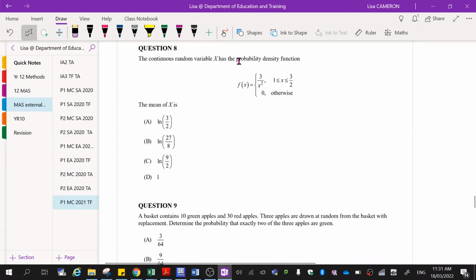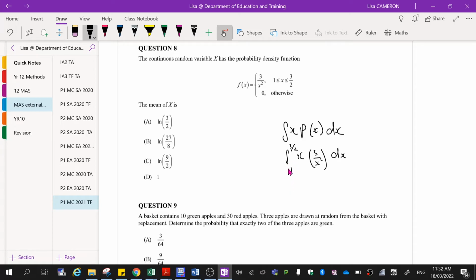Continuous random variables have the probability density function given below. The mean of x is this. Now, this is another formula that's given to you on your formula sheet. So if you quickly look at it now, you'll see that the formula looks something like this. The mean is given to you as the integration of x times your p of x function dx. So for us, that's going to mean that we're going to integrate x multiplied by 3 over x squared dx between 3 over 2 and 1.